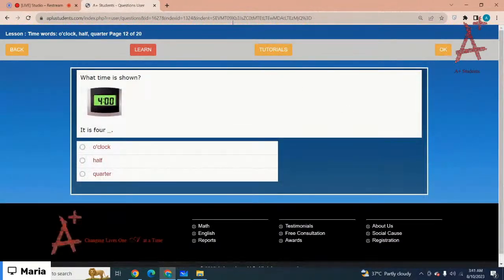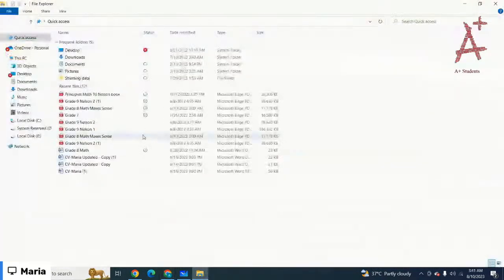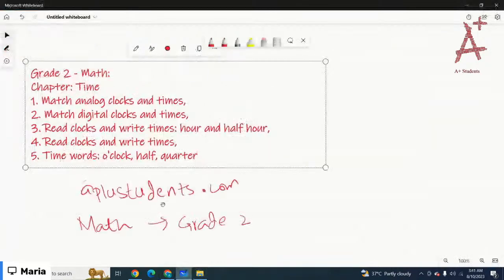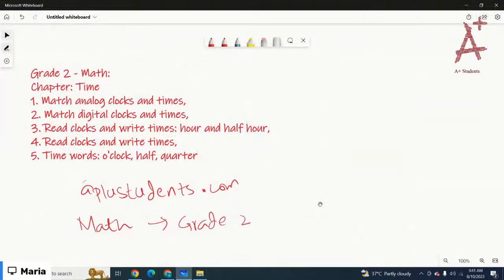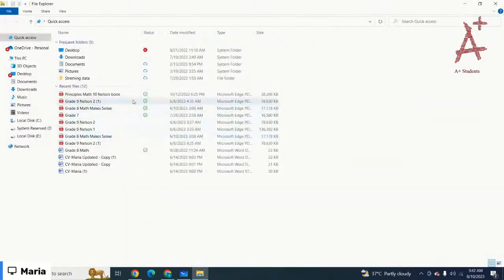Okay, you can complete the lesson by yourself later today. So we're working on grade 2 math, the lesson we're working on is time. The lessons we have covered today are match analog clocks and time, match digital clocks and time, read clocks and write time, hours and half hour, read clocks and write times, and time words: o'clock, half, quarter. Please make sure before the next session you complete all the test questions for the lessons we did today.